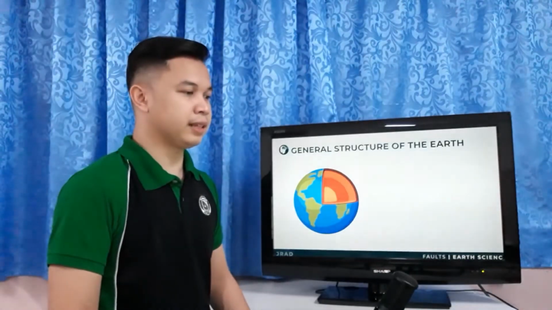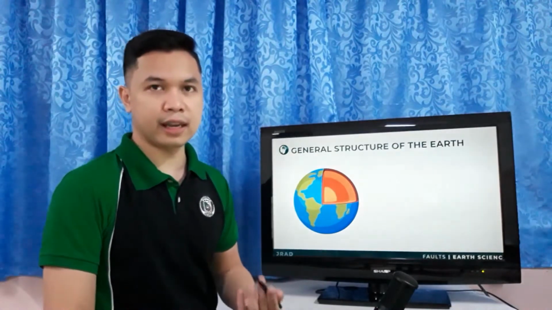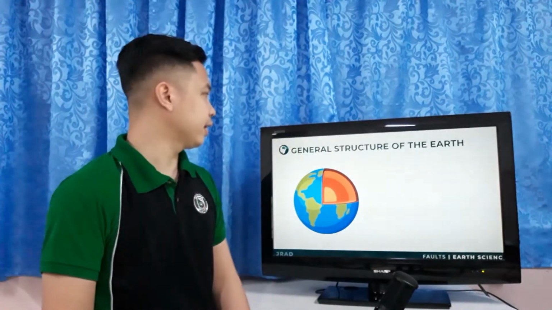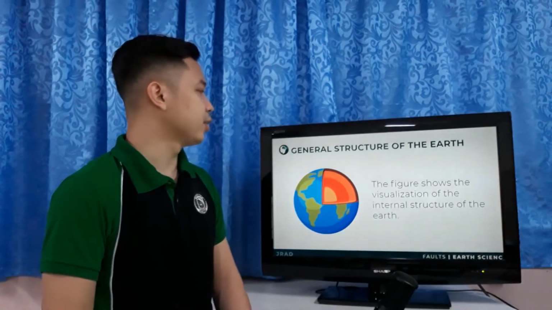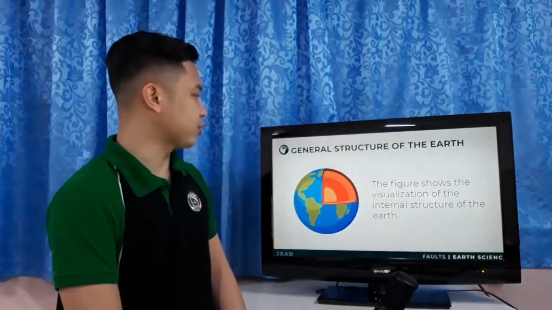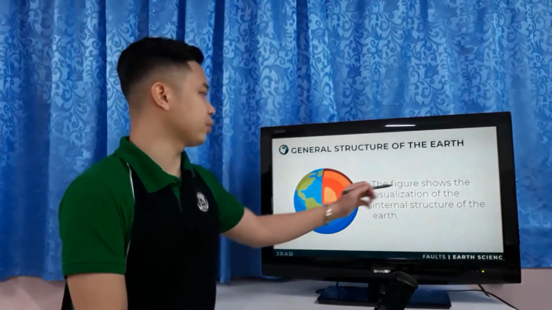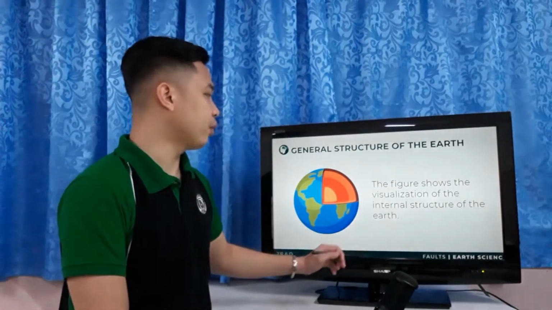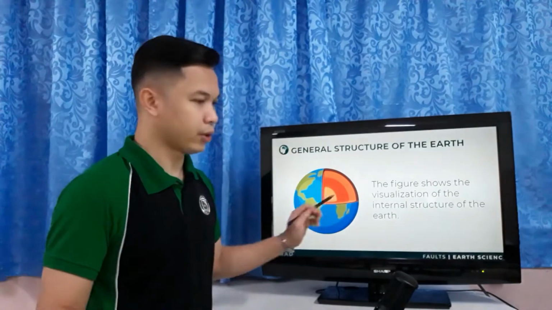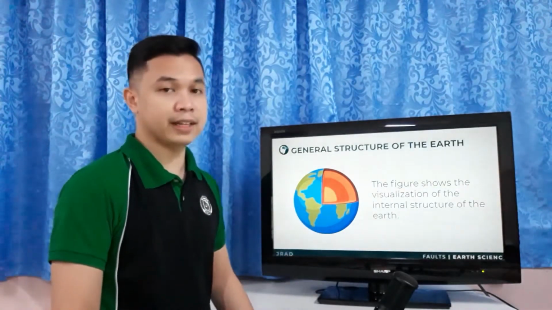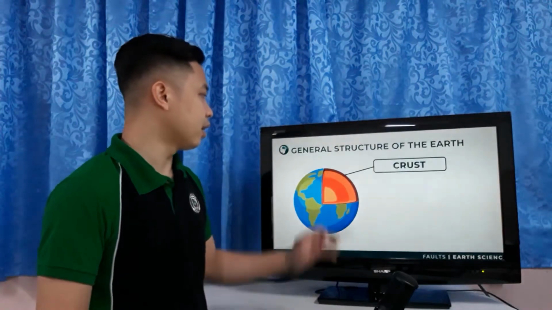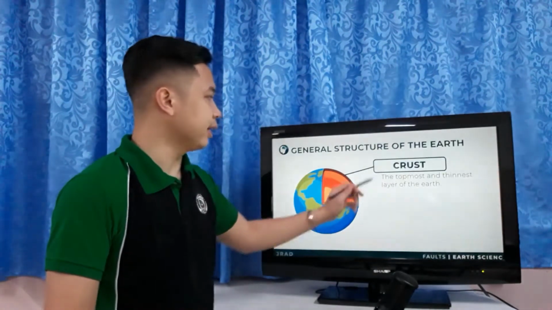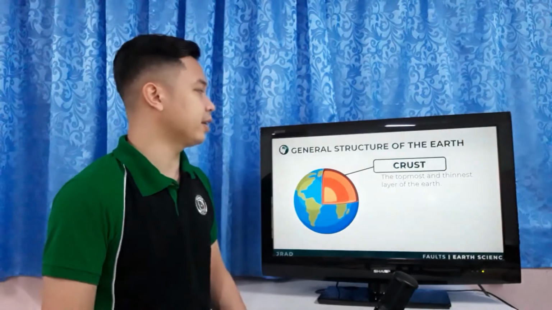Before we begin learning about faults, let us recall the general structure of the Earth. As you can see in this picture, the figure shows the visualization of the internal structure of the Earth. So let us identify the parts or layers of the Earth. First is the crust. It's the topmost and thinnest layer of the Earth.